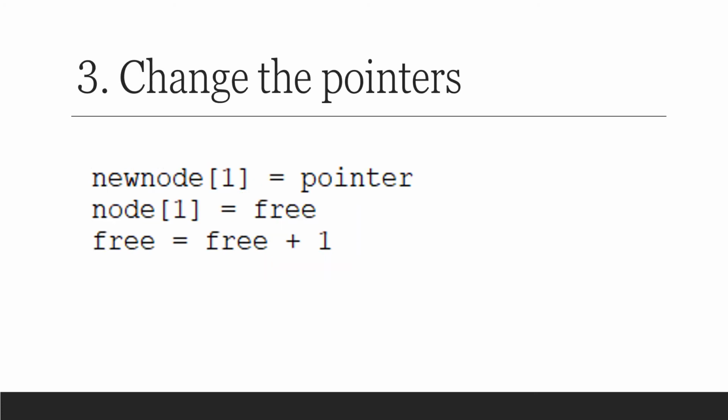And finally, I need to change the pointers. This was 3 different steps, but it's quite easy to write, so I've put it on one slide. So the new node, the one we've just added, gets the value of the pointer. So we're saving the value of the pointer. The node that we've counted to gets the free pointer, and the free pointer is updated by 1. So notice we're saving each value before we update it next time.